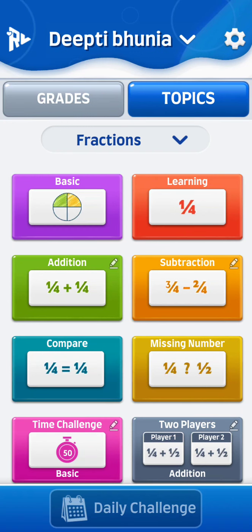Today we will start our third lesson, fractions. Fraction means a piece of a whole. Can you understand it? Come, let us start.